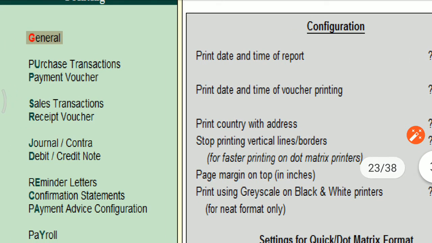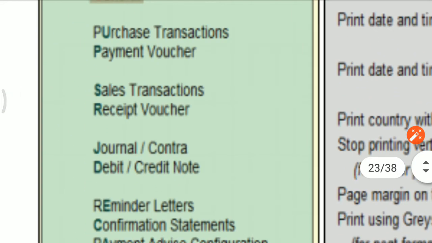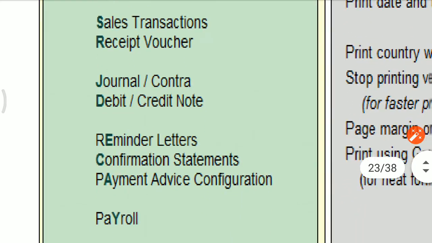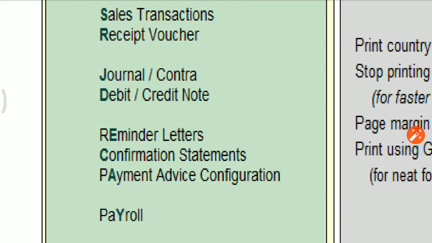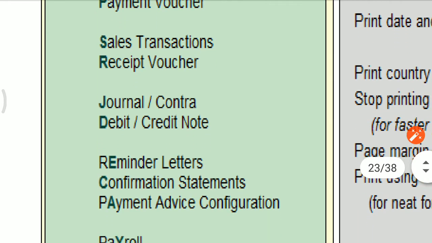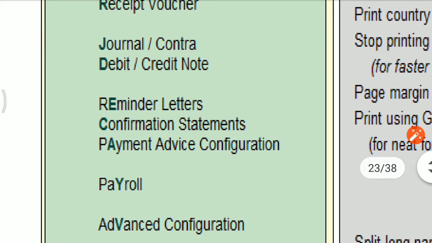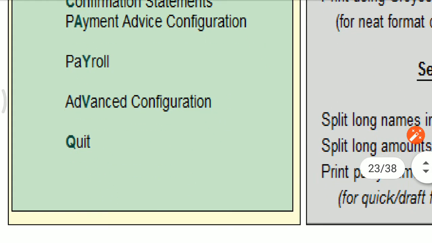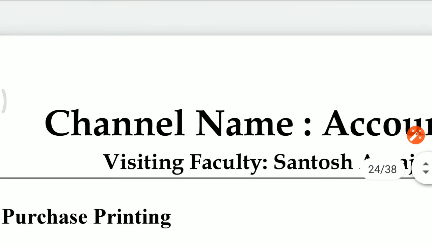Next one is purchase transaction, payment voucher, sales transaction, receipt voucher, general voucher, debit note. Friends, for each voucher, Tally has suggested that they have activated this type of options. Okay. Then reminder letters, confirmation statements, payment advice, payroll, advanced configurations. We'll take these in the next screen.